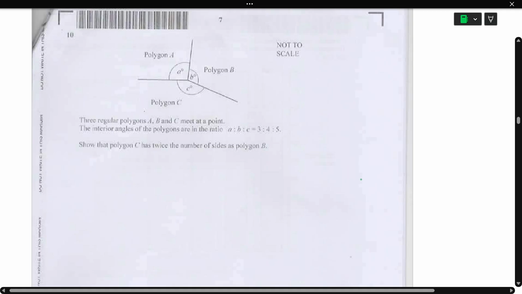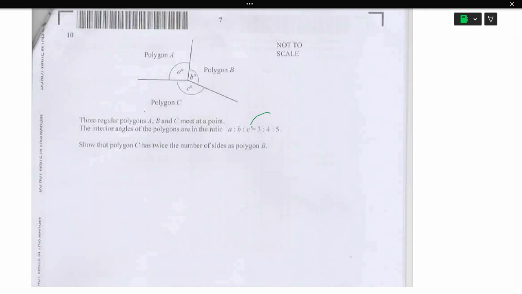Here three angles are given. The ratio is given as 3 ratio 4 ratio 5. So all three angles are of three different polygons A, B, C. Show that polygon C has twice the number of sides of polygon B. So first we'll find out what A, B, C are. All three angles equal 360 degrees. So 3x plus 4x plus 5x equals 360 degrees.